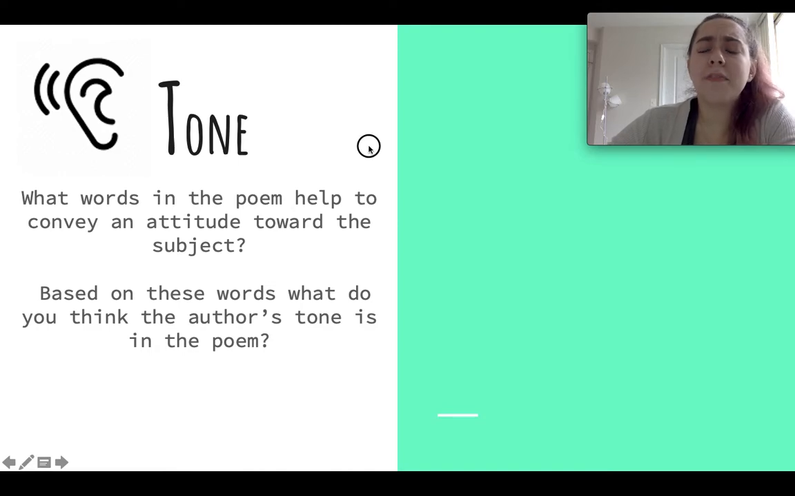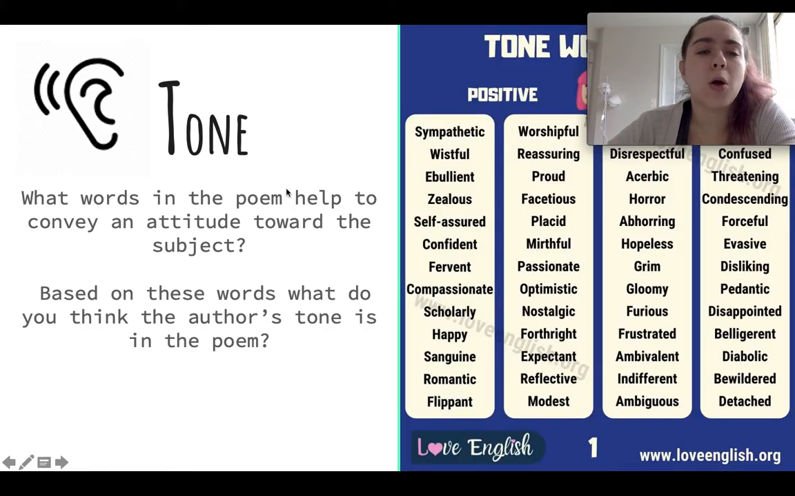Okay, next we have to talk about tone. Let's do a quick recap on what tone is. Tone is all about the author's attitude towards what they're writing about. And usually word choice is what really helps convey that attitude. So when we look for tone, we look at what words from the poem stand out to us the most and which of these attitudes best describe the words that we pulled out. That's tone.